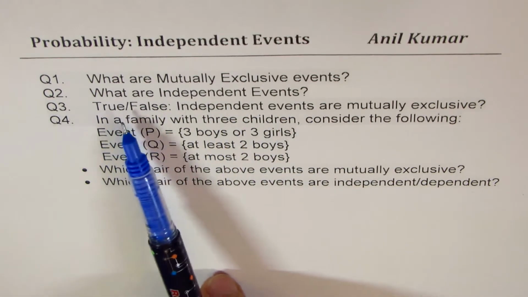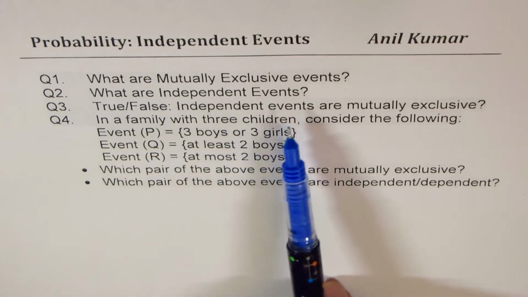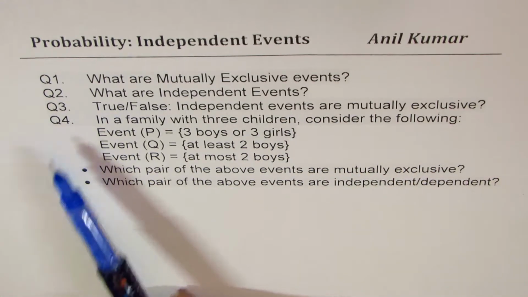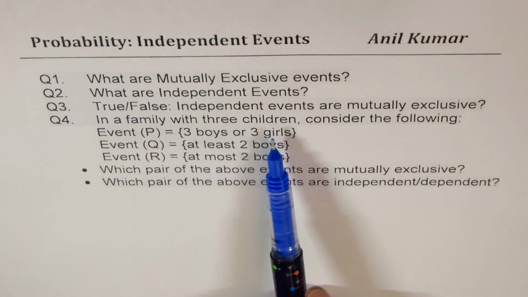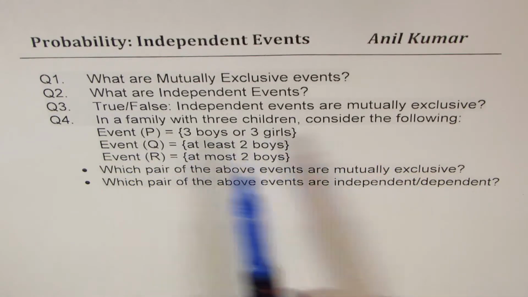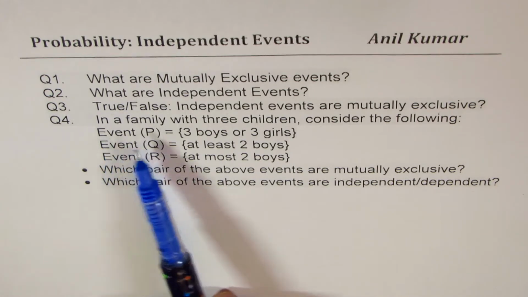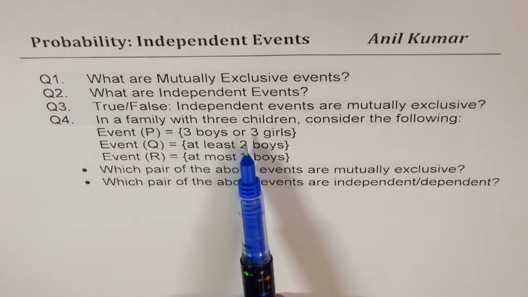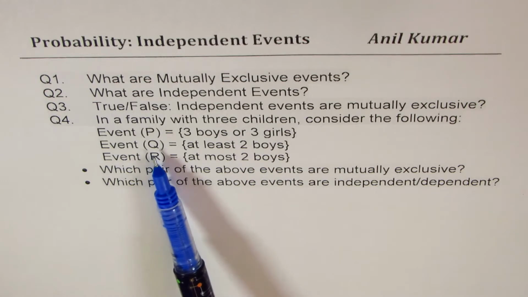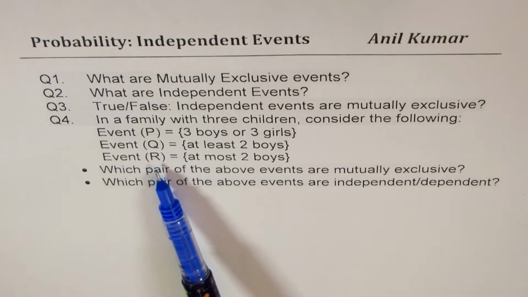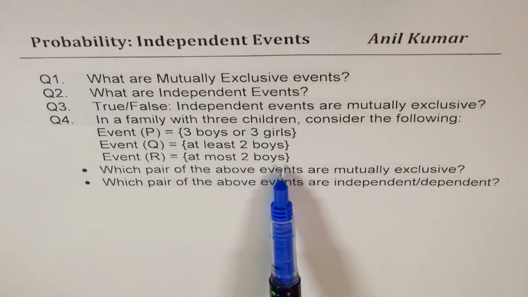Question number three, true or false? Independent events are mutually exclusive. Question number four is, in a family with three children, consider the following. We have three different kinds of events. Event P is three boys or three girls. Event Q is at least two boys. Event R is at most two boys.